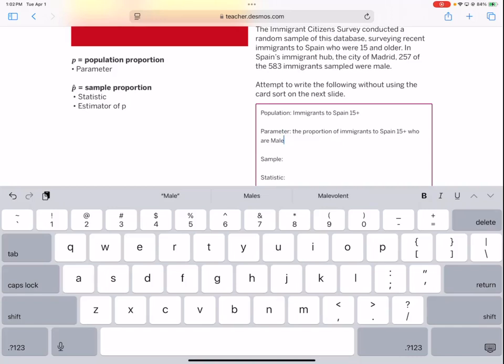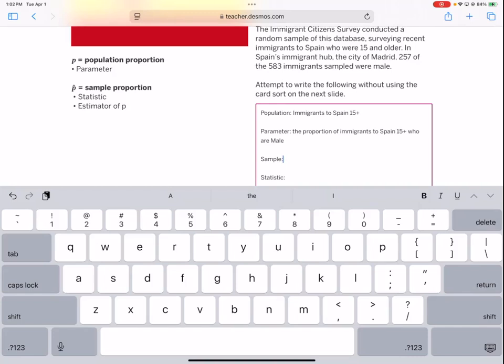Who are male? Because what's the binary part? What is the binary thing? It's either they're male or they're female. That's it. Everybody is an immigrant to Spain who's 15 or older. That's everybody. But what checks them off as being yes and no? Success and failure. They're male or female.